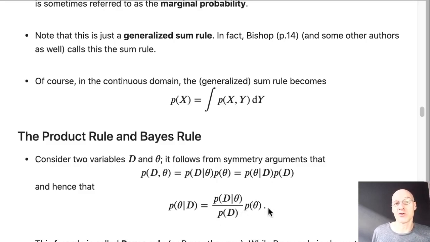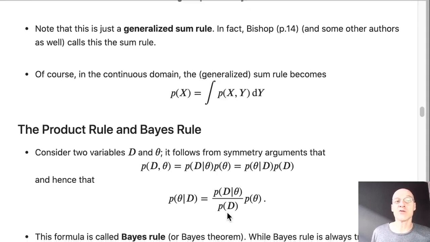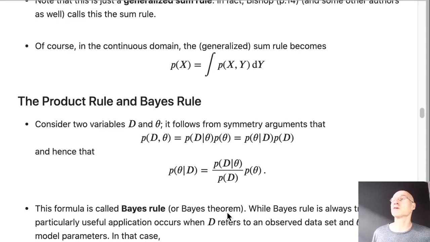If I first have this knowledge, p of theta, and I want to go to this knowledge, I have to multiply with this, which is a function of the data: the probability of the data given the parameters, and the probability of the data. This is called Bayes' rule. It's always true, but it's very useful when one term is a set of hypotheses or a set of parameters, and the other term, D in this case, is a set of data or new information in any way.